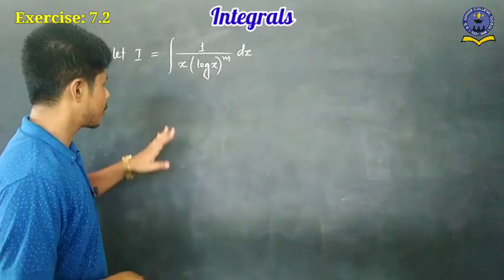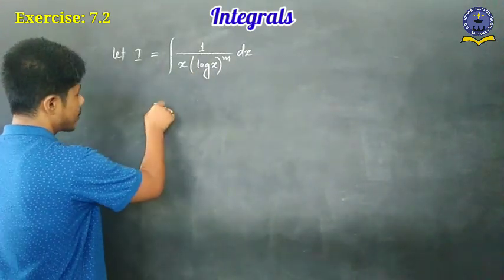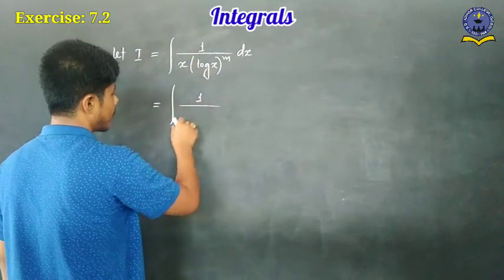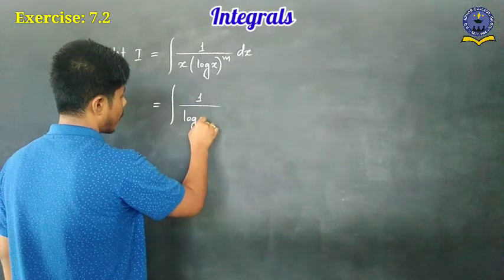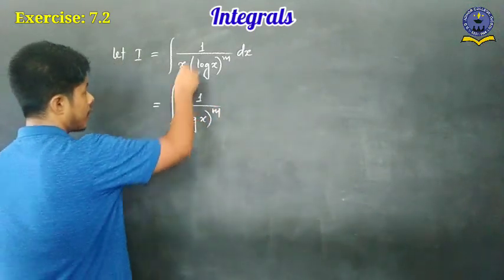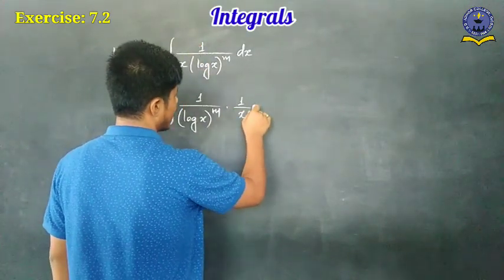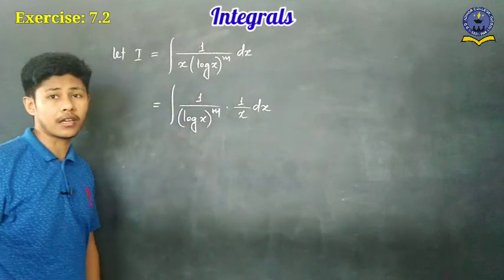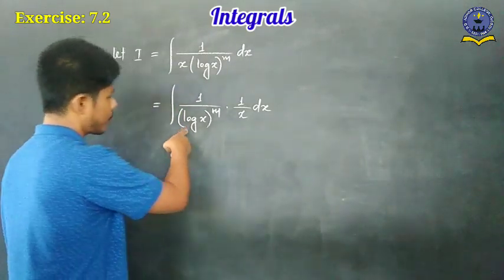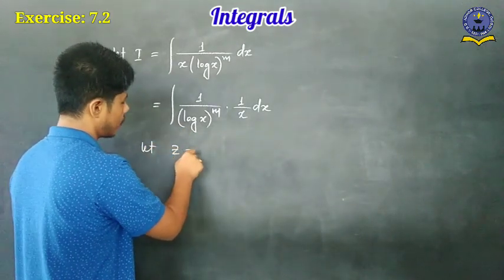Is it clear? So in this case you have to substitute this log x. Let's arrange the result: integration of 1 by (log x) to the power m, and 1 by x dx we write separately. Is it clear? Now here we have to substitute log x, so let z equal to log x.